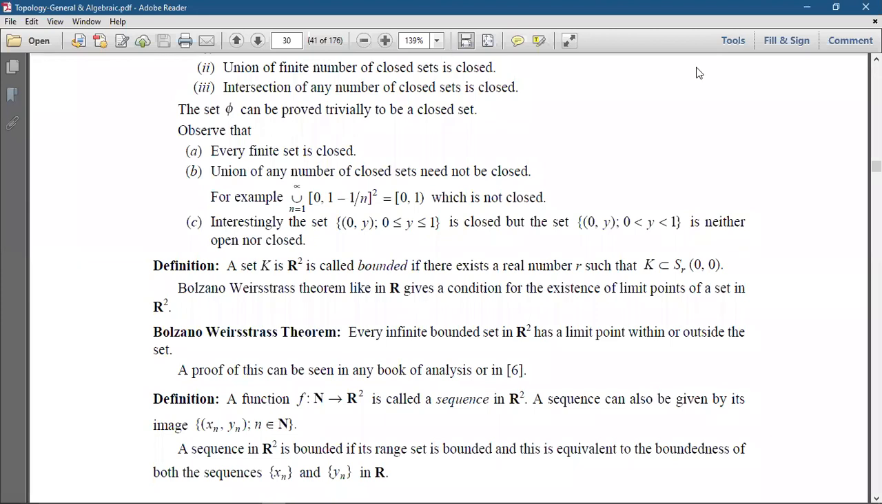Now I will show some examples and more definitions on R square in your next class.